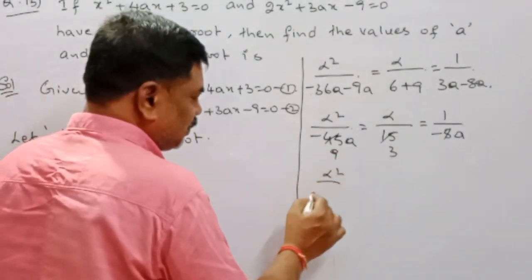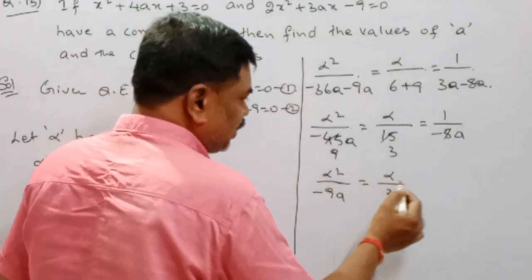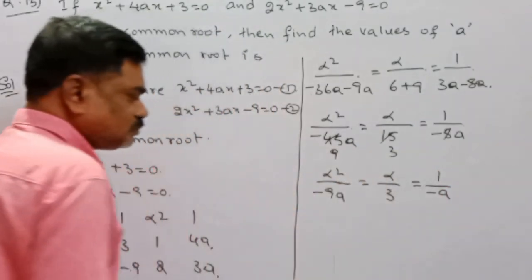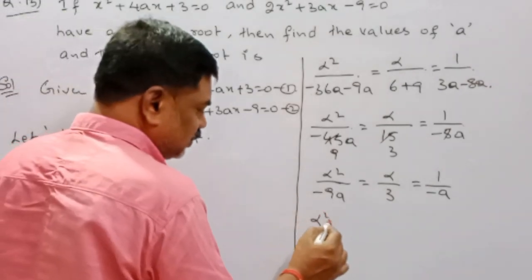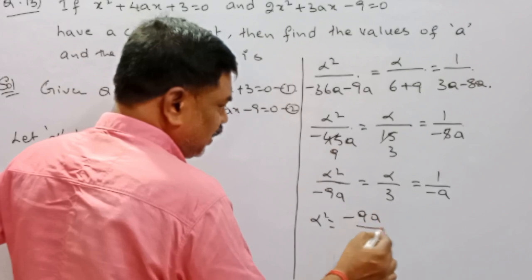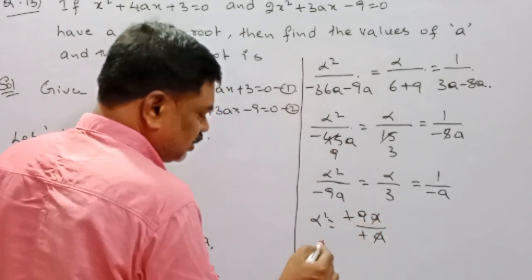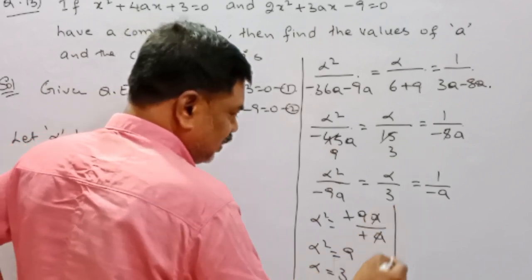Alpha square by minus 45a equals alpha by 15 equals 1 by minus 5a. Cancelling 5, alpha square by minus 9a equals alpha by 3 equals 1 by minus a. What is alpha square? Alpha square is minus 9a by minus a. Minus and minus cancel, and a cancels. Alpha square is equal to 9. Alpha is equal to 3.